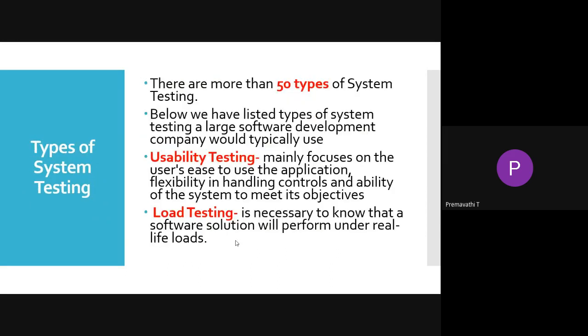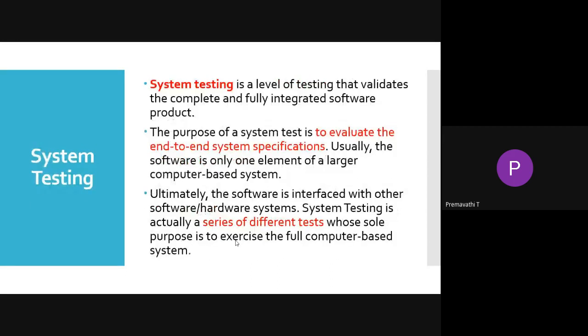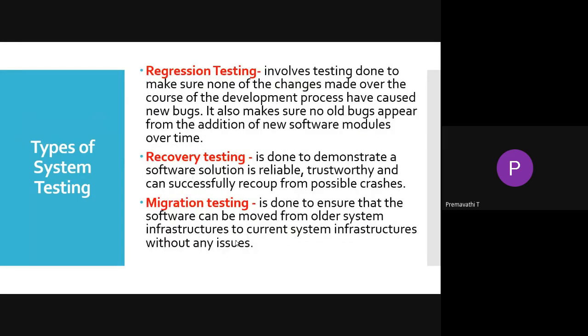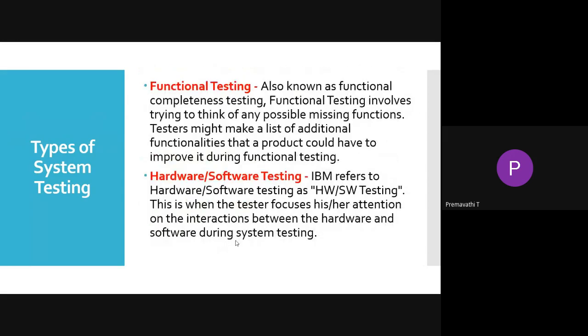Then system testing. System testing is one of the levels of testing. It validates the complete and fully integrated product and also evaluates the end-to-end system specification. There are types of system testing: usability testing, load testing, regression testing, recovery testing, migration testing, functional testing, and hardware or software testing. These are all the types of system testing.